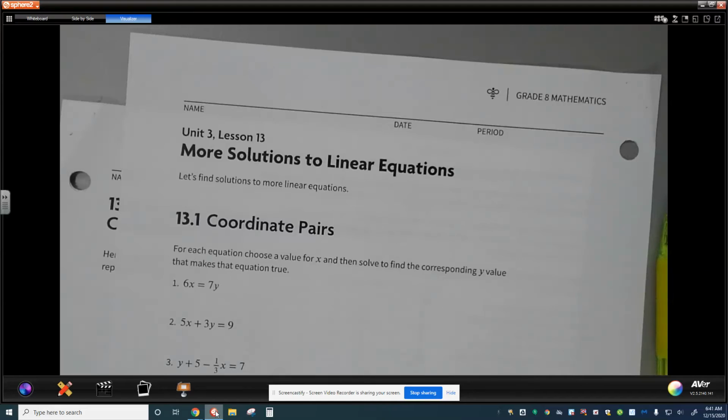Welcome to another lesson in Math 8. Today we are in Unit 3, Lesson 13, and we are going to talk about more solutions to linear equations.